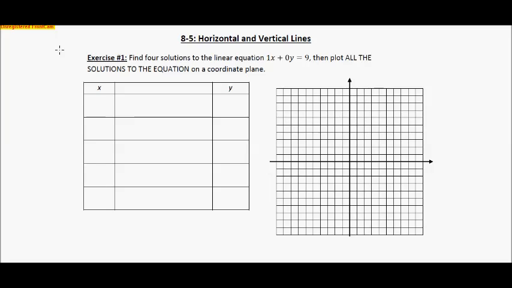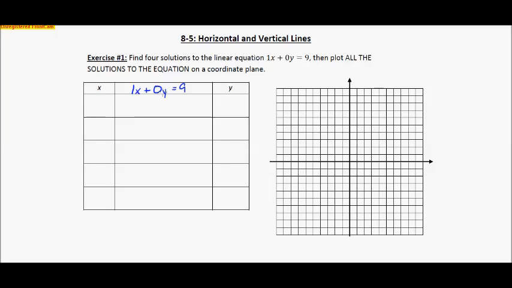to the linear equation 1x plus 0y equals 9, and then plot all the solutions, which again is the same thing we did before. So usually in this table here we have the equation listed right in this center box. So I'm just going to put this right in here, and I want to come up with some x's that would work, or I could try to plug in for x in this equation.